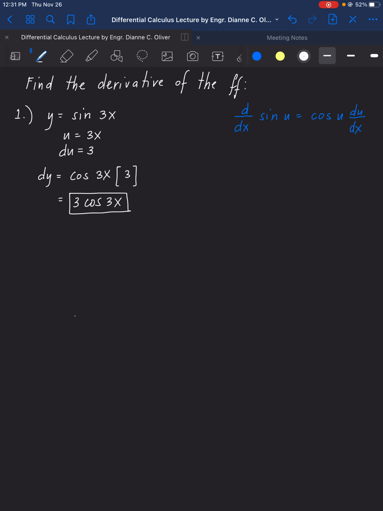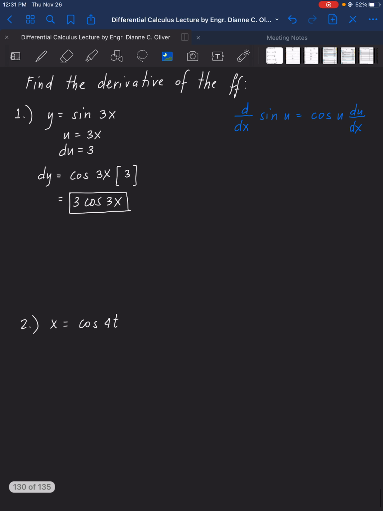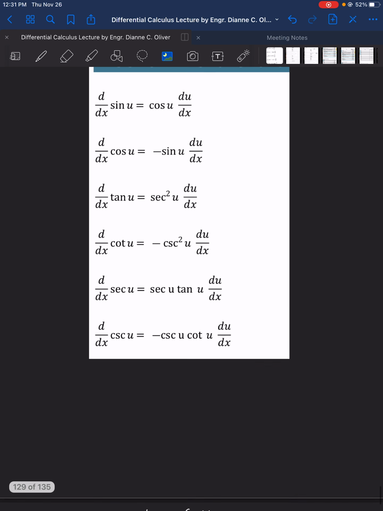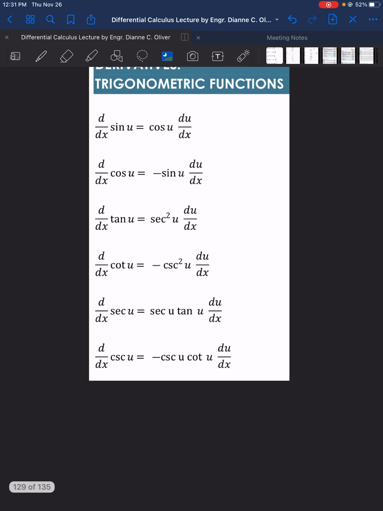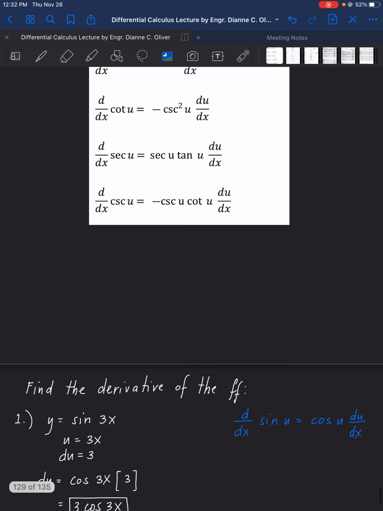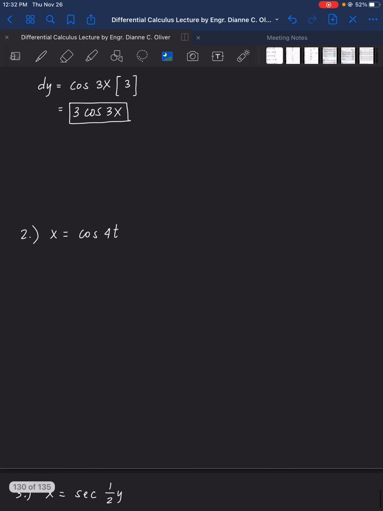Now for number 2, find the derivative of x is equal to cosine 4t, or the derivative of cosine 4t. Again, we can find the pattern in solving that here. So we have there derivative of cosine u is equal to negative sine u, then derivative of u. Now the pattern is here.